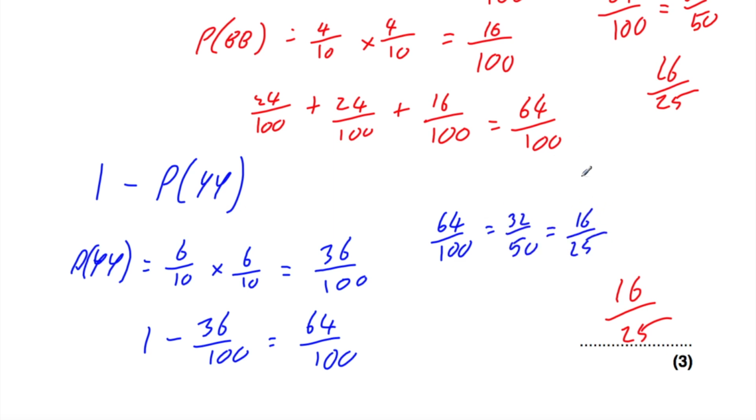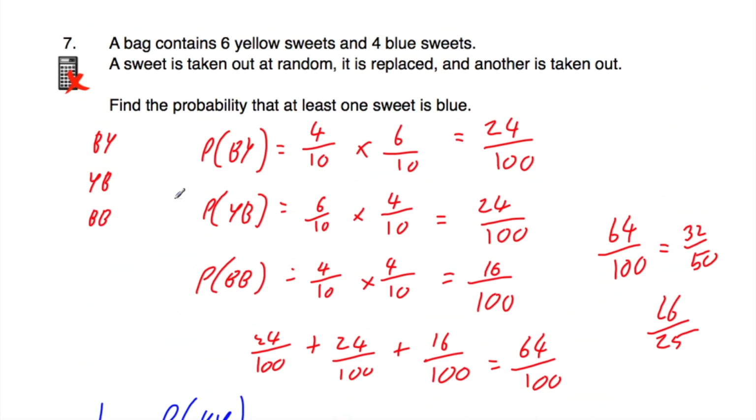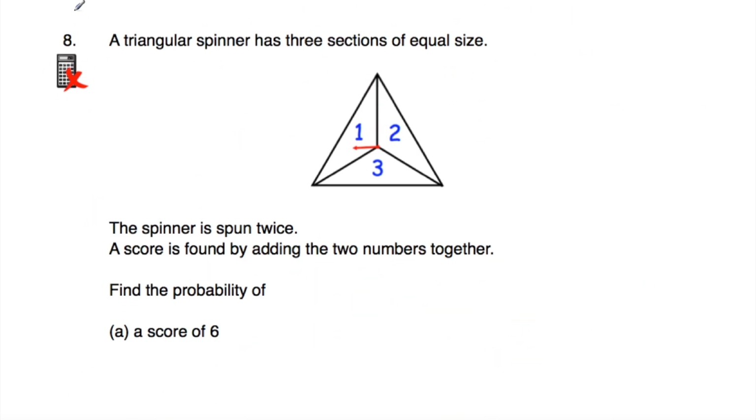So that finds us the probability as well. So we could either list all the outcomes with at least one blue, and then find all of those probabilities and add them together, and then we got our answer of 16/25. Or we could do 1, take away the probability of 2 yellows, because then that would tell us the probability of having an outcome which has at least one blue in it. And that's it.